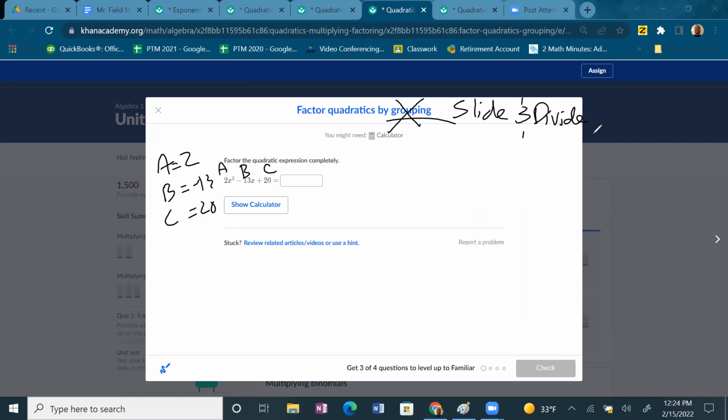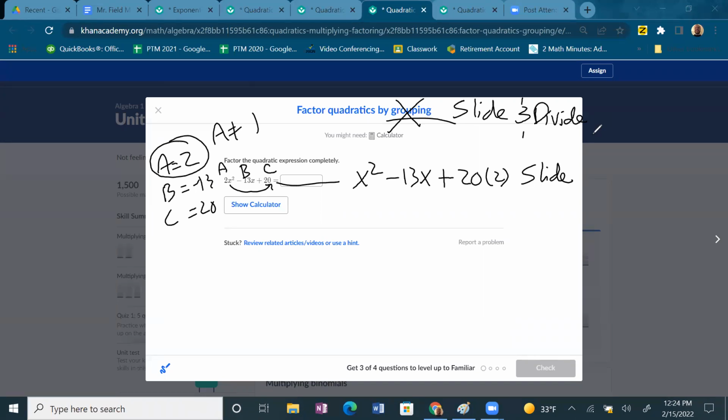So we use slide and divide or grouping when A is not equal to 1. And we see that A is not equal to 1. What we're going to do is slide A over to the C. So now it becomes x squared minus 13x plus 20 times 2. That's the slide. Then we factor.